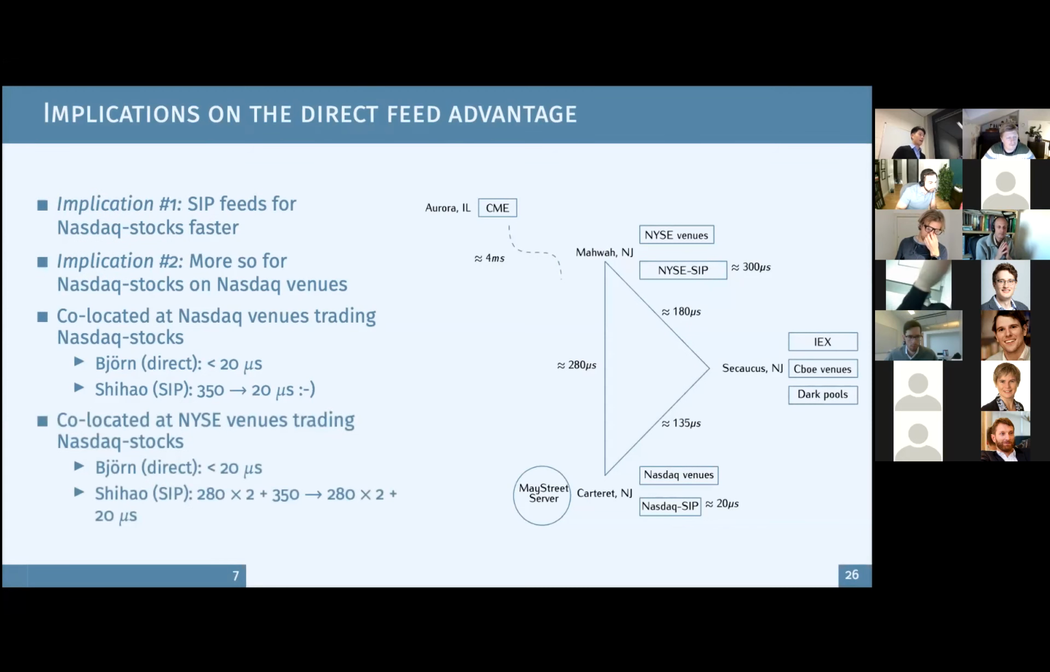But it's not the case, or it's less so, if you're thinking of HFT co-located at Mahwah here, trading on the NYSE exchanges. For example, again, Beyond and me. So Beyond listens to the direct feeds, so there's no geographic latency, right? Whenever there's a quote update on NYSE, he will get it right away.